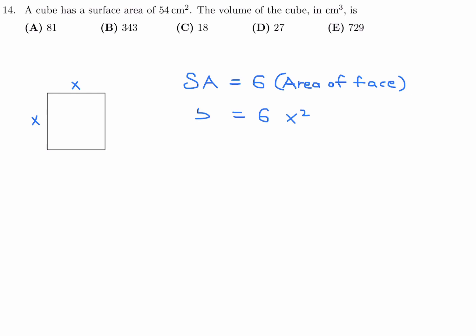And they told me that it's 54. So solving for this, 54 divided by 6 is 9. And therefore x squared is 9. That means x is 3. Now the volume of the cube is given by the formula x to the power of 3. And if x is 3, it would be 3 to the power of 3. And that, of course, is 27. So number 14, the answer is D.